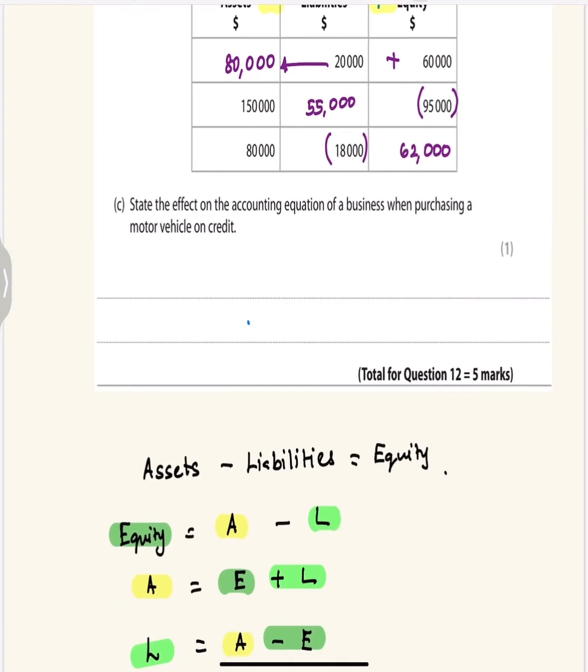State the effect on the accounting equation of a business when purchasing a motor vehicle on credit. Motor vehicle is a non-current asset, therefore it has an impact on assets. Assets increase, whereas it was bought on credit, therefore it's a trade payable, which has an impact on liabilities, so liabilities also increase. So the answer should be the assets will increase and liabilities would also increase.